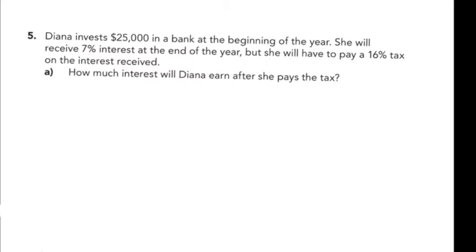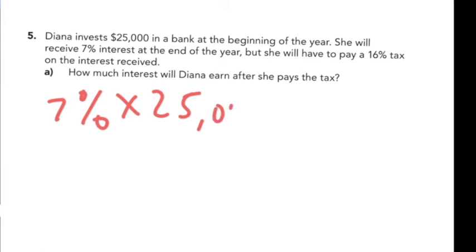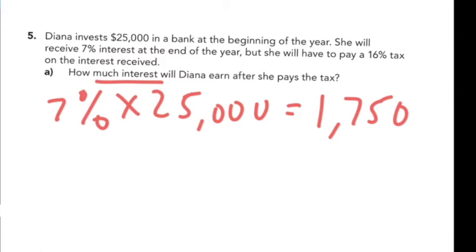So first of all, she receives 7% interest on the $25,000. So we have to figure out how much interest she receives first. When you multiply 7% times 25,000, which remember 7% is 0.07, you're going to get $1,750. Let me just double check. Yeah, $1,750. Okay, so that's how much interest she receives.